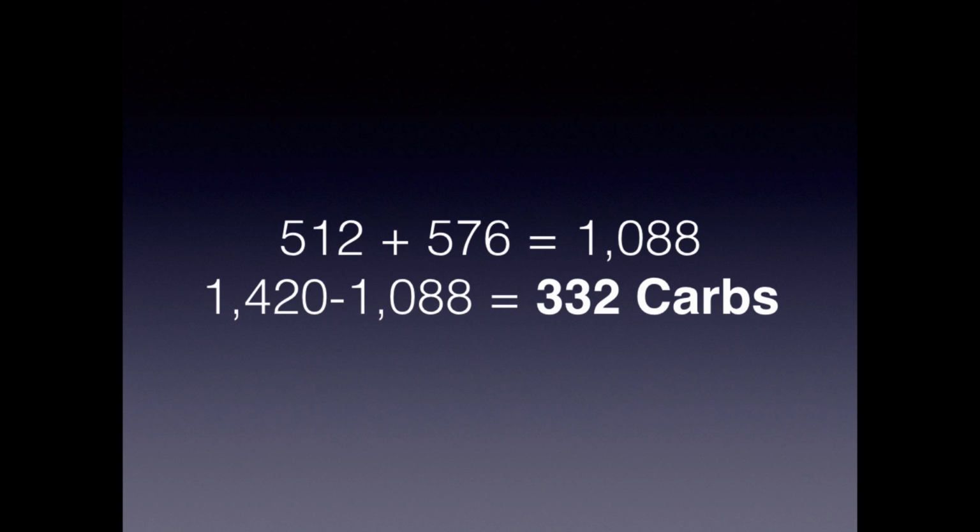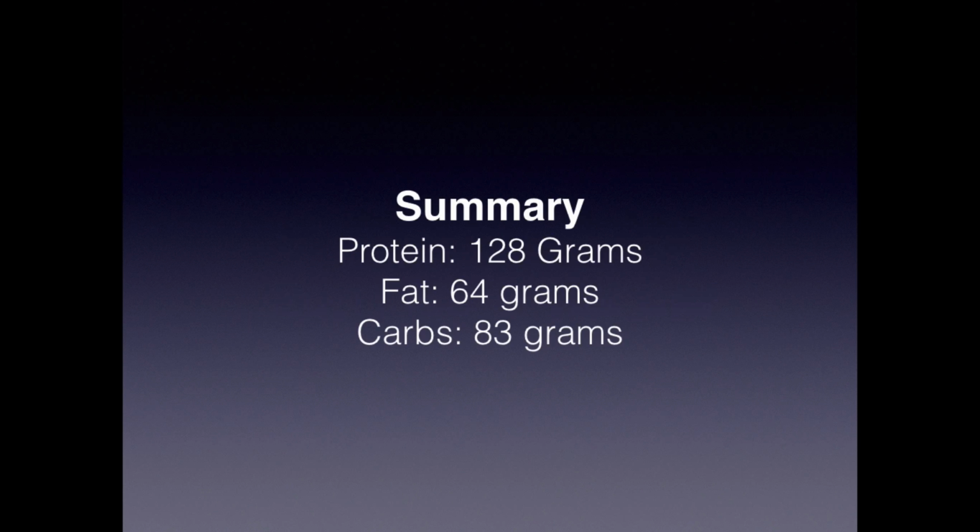So you simply subtract the protein and fat combined from the daily calorie target, and that leaves 332 calories of carbohydrates. To work out how many grams of carbs, it's the same as the protein: you divide by 4, because there are 4 calories per gram of carbohydrates. So in summary, this 160-pound person would require a daily protein amount of 128 grams, fat 64, and carbohydrates 83.